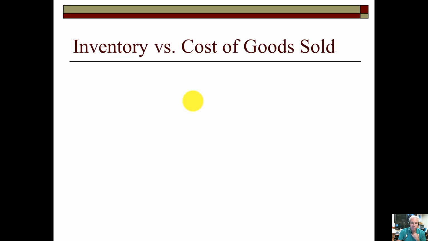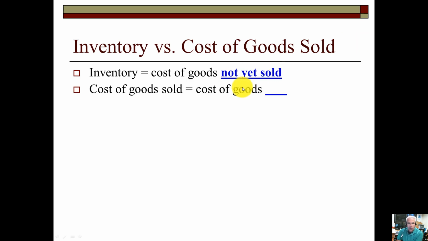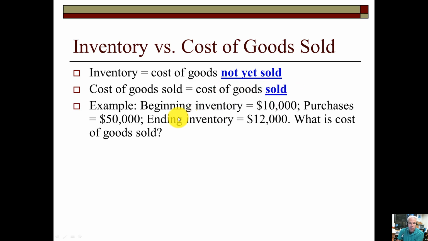So, inventory versus cost of goods sold. The first thing we want to know is that inventory represents the goods not yet sold, whereas cost of goods sold represents the cost of the goods that actually have been sold. So let's look at an example.